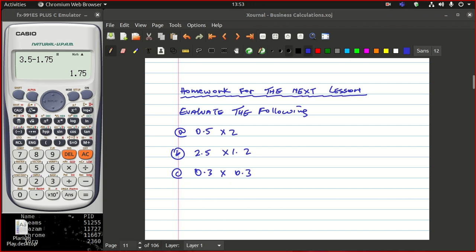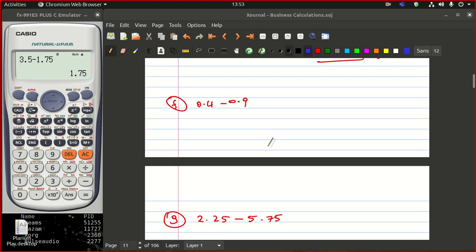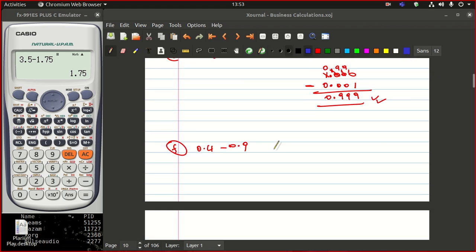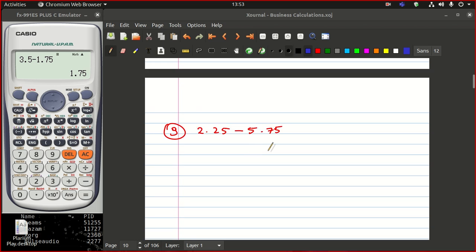Or you did 2.4 minus. This one is 0.4. Don't cheat the process. It's 0.4 minus 0.9. Please do it again. 0.4 minus 0.9. Please don't cheat the process. Don't want a 2. 0.4 minus 9.